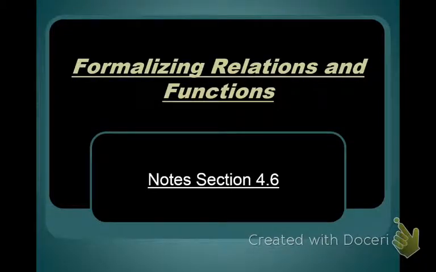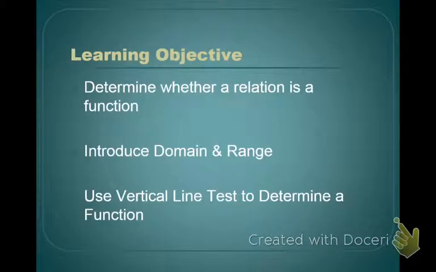Okay, so formalizing relations and functions, trying to figure out what constitutes a function and what does not. By the time we're done, you should be able to determine whether a relation is a function. We're going to talk about what's called the domain and range of a function. Domain is what inputs are allowed into a function, and then what outputs you'll get. And we'll talk about inputs and outputs from a particular function or relation.